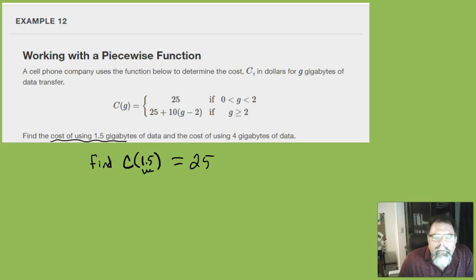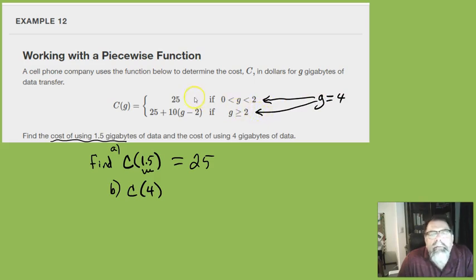Now, let's do part B. What about 4 gigabytes? So what's C of 4? Again, your first step is to say, okay, if G is equal to 4, am I using the top piece of the function or the bottom piece of the function? So 4 is greater than 2, so that's going to be the bottom one.